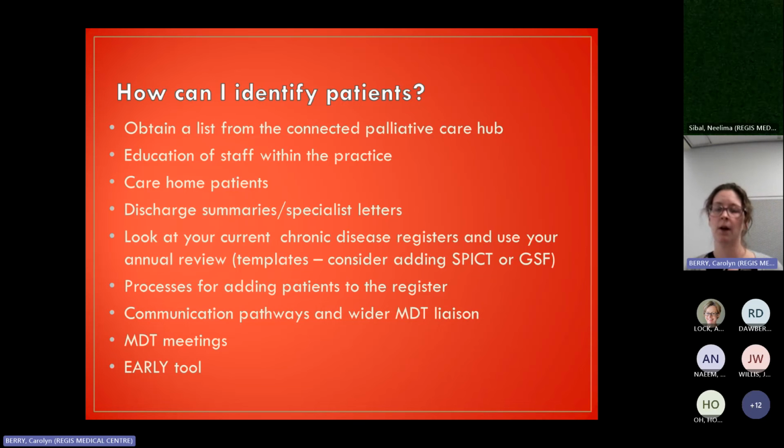So we've had community respiratory nurses joining us, district nursing team, heart failure nurses, trying to involve and seeing how we can liaise with our community teams who often know our patients sometimes better than us, and can help in supporting with identification. And I'm going to mention this on a further slide, but there is a tool called the Early tool, which has been created to help us identify patients. I'm going to go through that shortly.